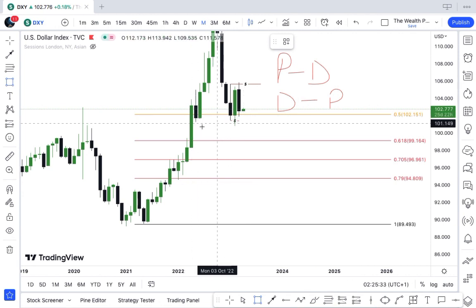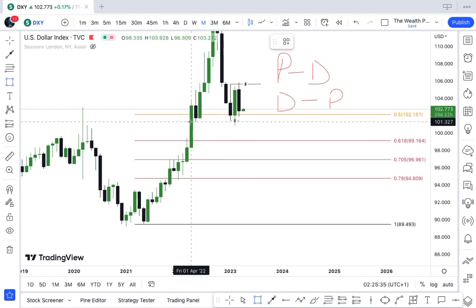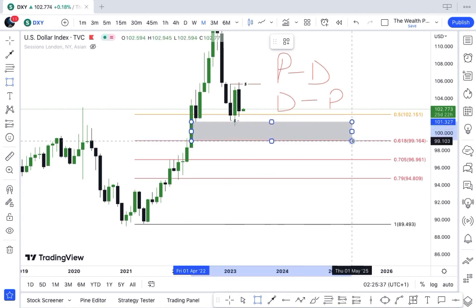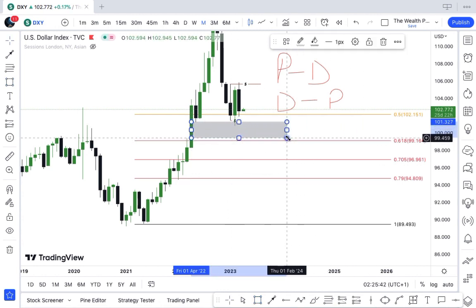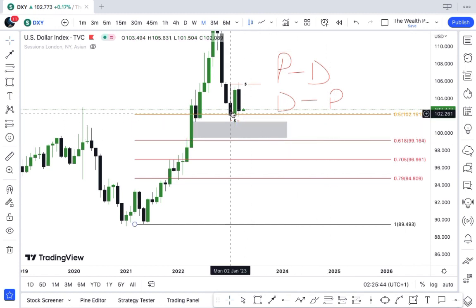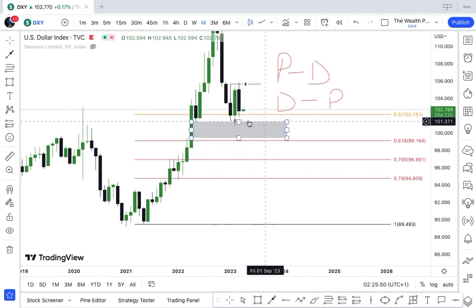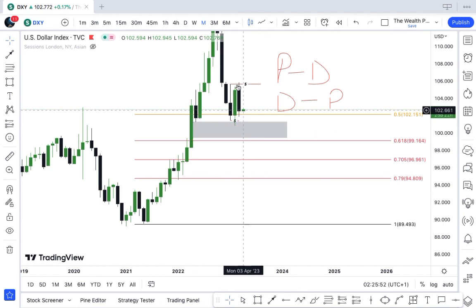Okay, so what are we looking at here? We are looking now at this level of imbalance here that could get rebalanced in the month. So we have price moving from what? A premium. So price is likely to reach for this level of imbalance here.